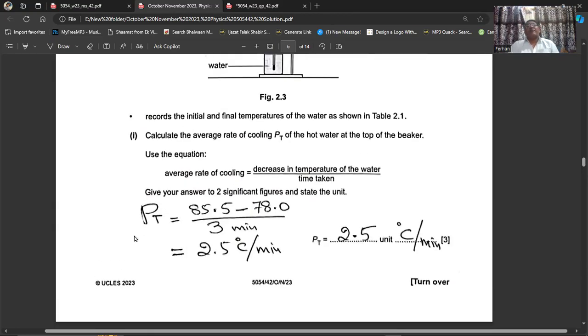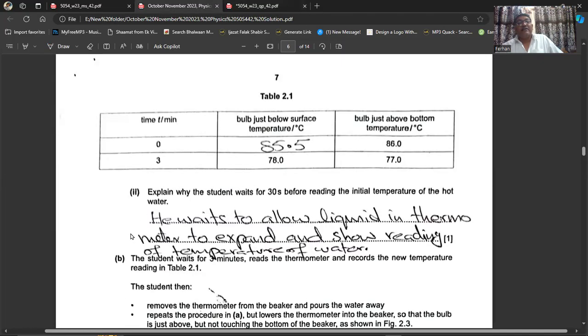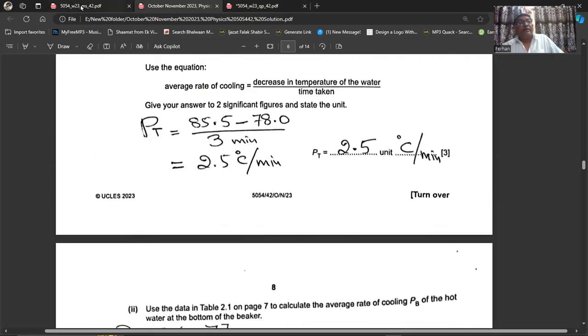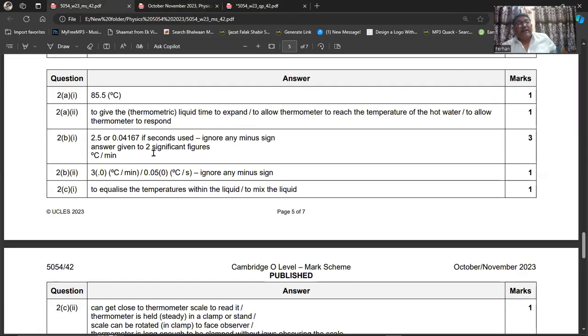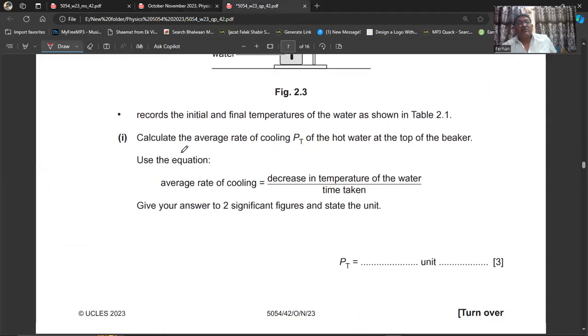So you can see 85.5 degrees minus 78.0 degrees, and you have given it 3 minutes. So the rate of cooling will be 2.5 degrees centigrade per minute. Okay, so this is my answer. Now we are going to the next.